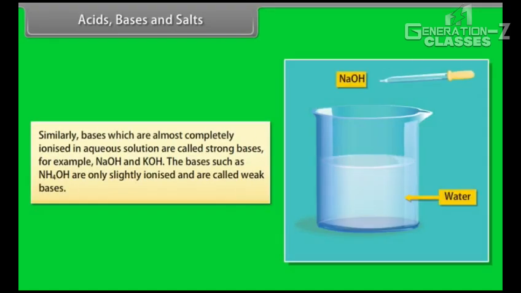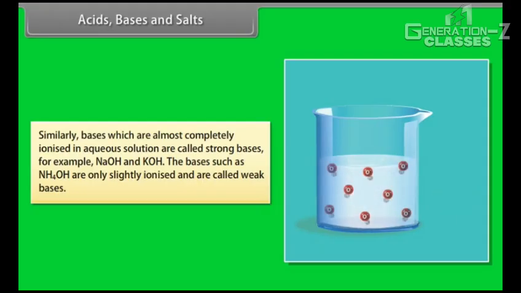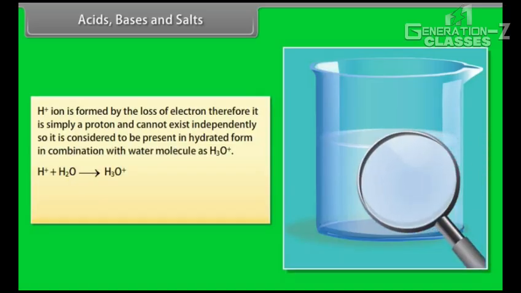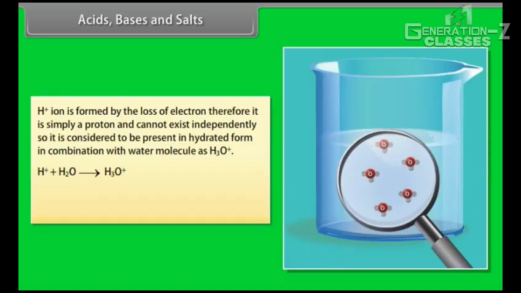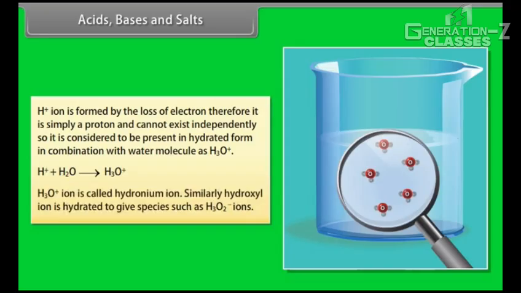Similarly, bases which are almost completely ionized in aqueous solution are called strong bases. For example, NaOH and KOH. The bases such as NH4OH are only slightly ionized and are called weak bases. H+ ion is formed by the loss of electron, therefore it is simply a proton and cannot exist independently. So it is considered to be present in hydrated form in combination with water molecule as H3O+. H3O+ ion is called hydronium ion. Similarly, hydroxyl ion is hydrated to give species such as H3O2- ions.